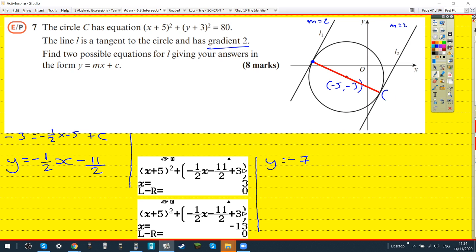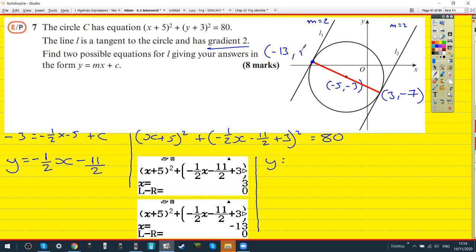Okay. And then you do the second one. So y equals minus a half brackets minus 13 minus 11 over 2. So minus half times minus 13 gives you 13 over 2. So y equals 13 over 2 minus 11 over 2, which is 1. So the second one would be written out as minus 13 comma 1.